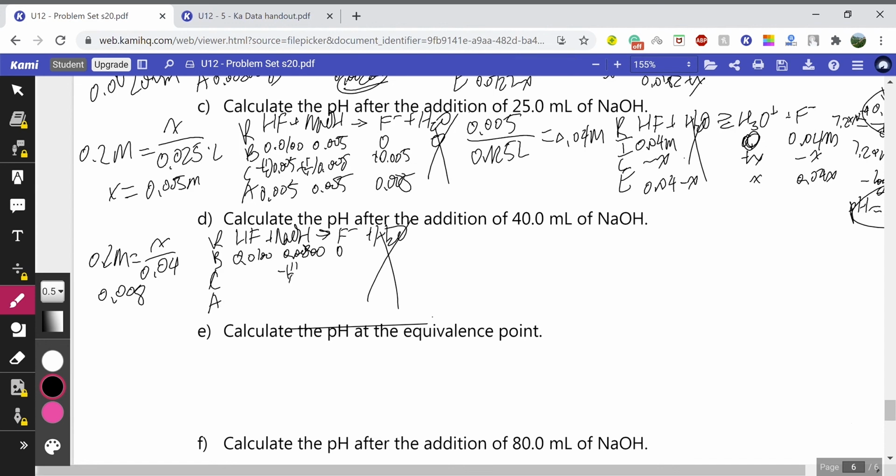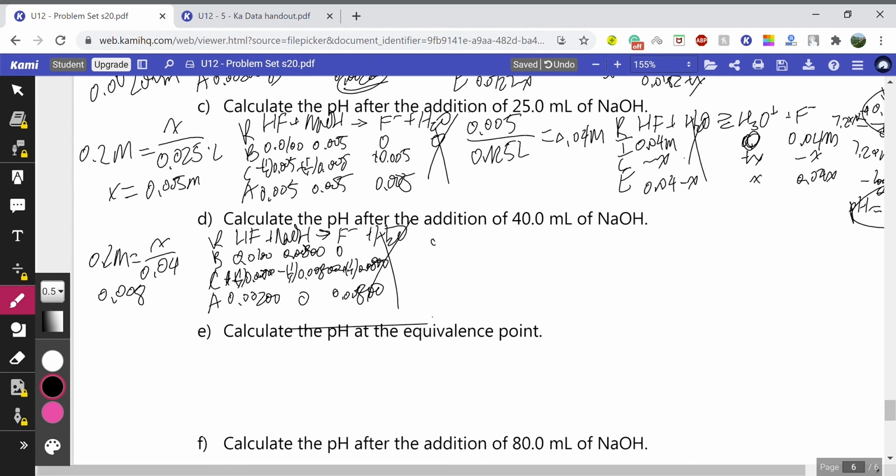It's going to be minus 1 over 1 times 0.00800, and plus 1 over 1 times 0.00800, which means this will be 0.00200. This is going to be 0, and this is going to be 0.00800.